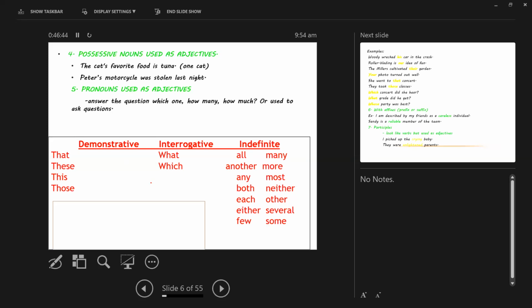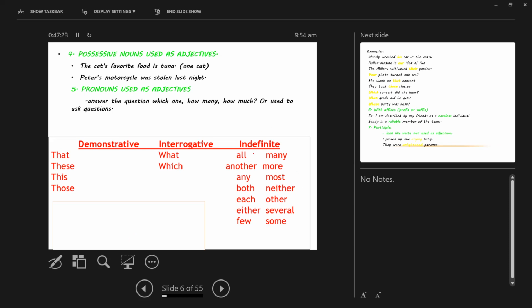This and these pertain to things that are nearby, close or easy to reach. But that and those are demonstrative pronouns that pertain to things that are quite far from where you are. Now we also have interrogative pronouns that act as adjectives, and those are what and which.